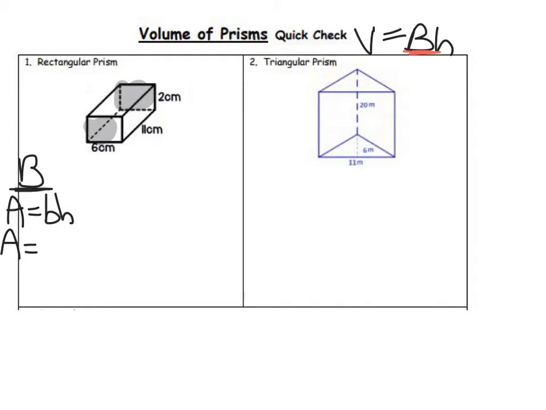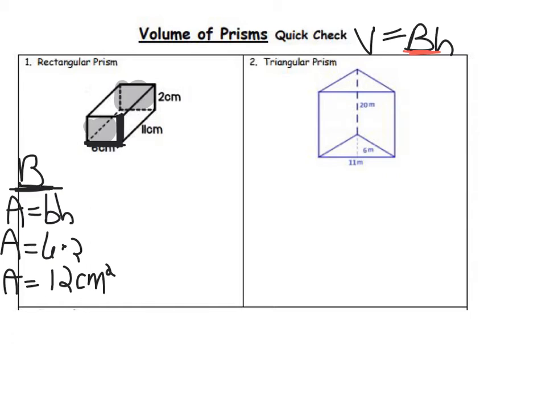What are the dimensions we need for the base of the prism? So what's the dimension? 6 and what? What would this part be? 2. So we're going to multiply 6 times 2. So 6 times 2 is 12, and that's going to be 12 square centimeters.